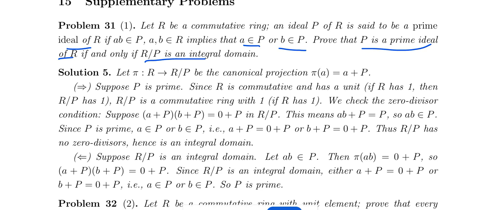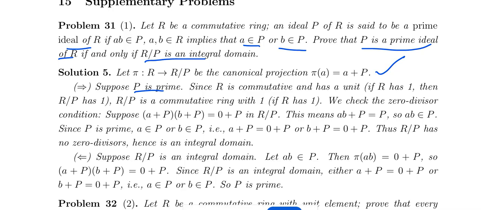For the first part, the map pi from R to R/P is the projection, pi(a) = a + P. This is called the canonical projection. That is, an element of R/P is of the form a + P. Suppose P is a prime ideal. R is a commutative ring with unit element 1, then R/P also has unit element 1.